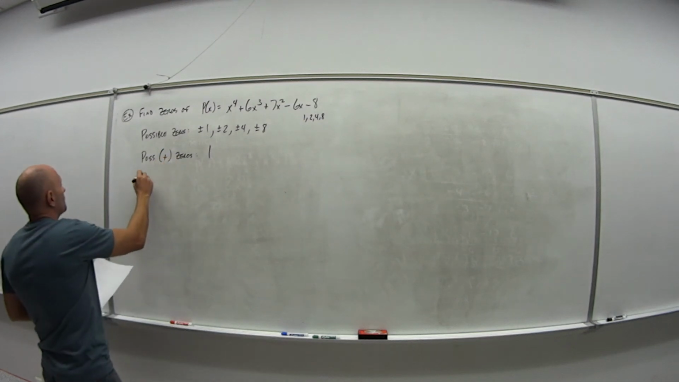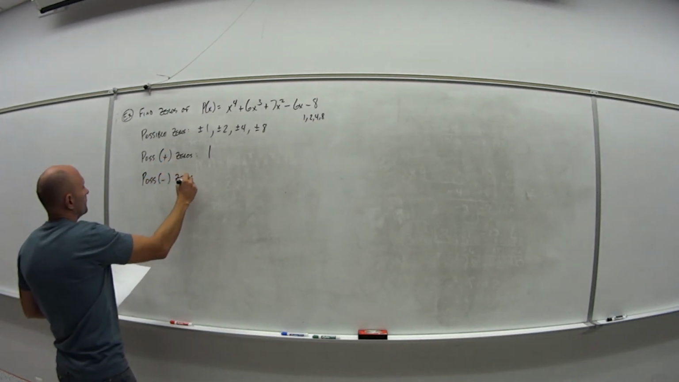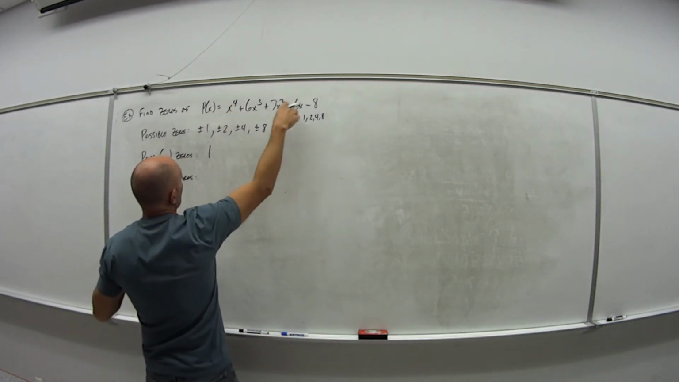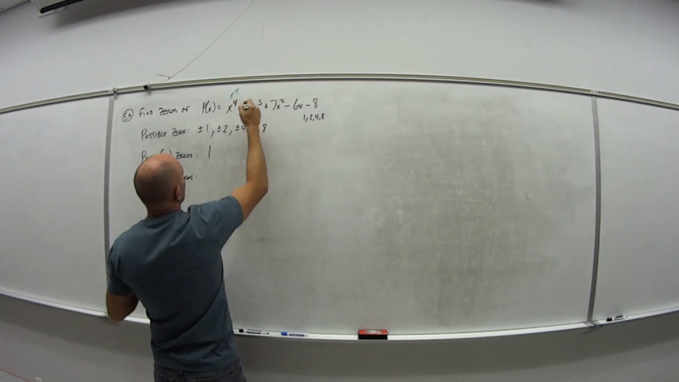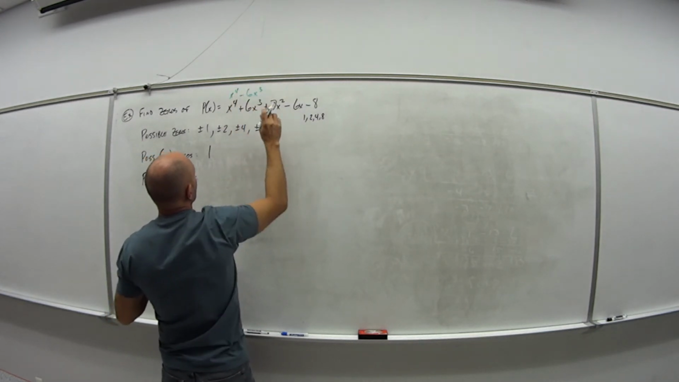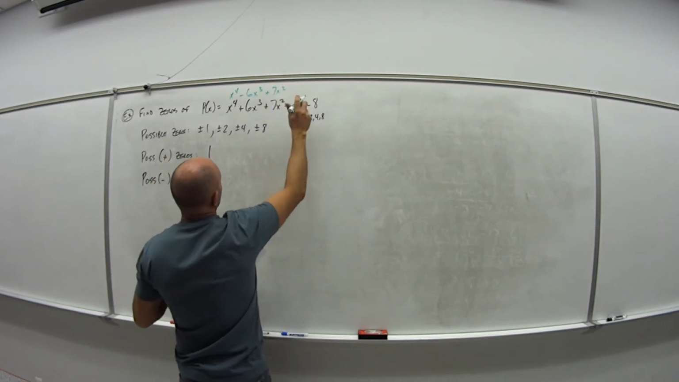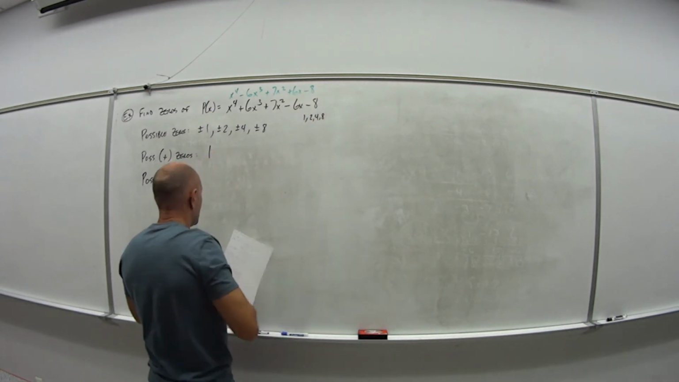So how about the possible negative zeros? Well, that's if we change all the odd degree terms. So x to the fourth stays. This changes to negative. This is an x squared, so that stays the same. X changes to plus 6. Minus 8 stays.